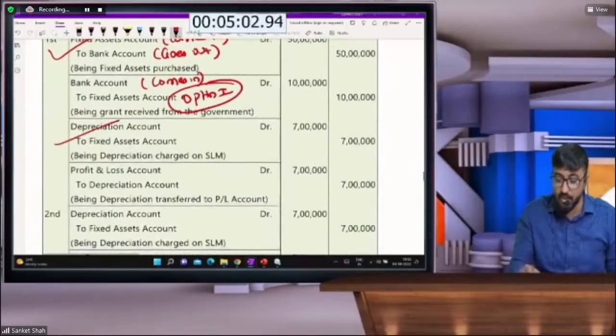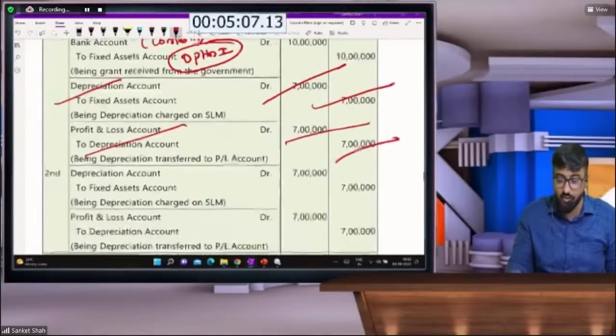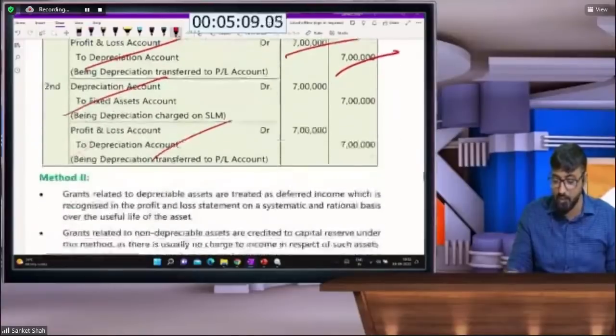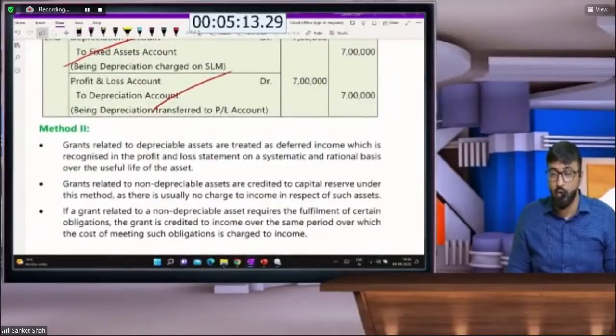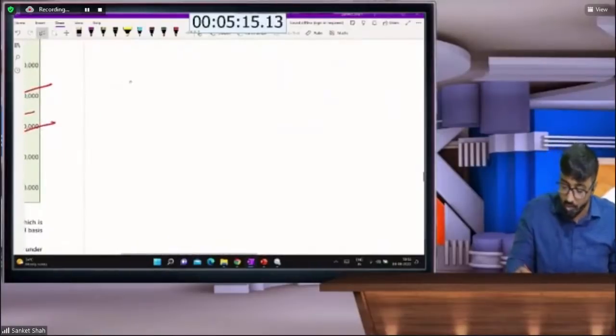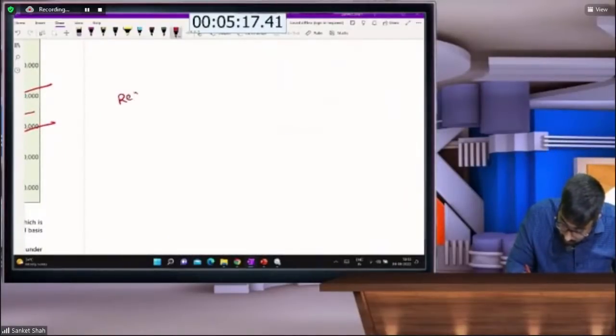Then depreciation to fixed asset, that is 7 lakhs, and P&L to depreciation, it's very easy. And again depreciation to fixed asset and P&L to depreciation. So first option you got the concept. So what is the first option? First option is reduction from asset.